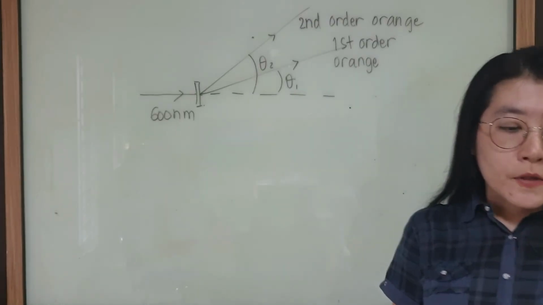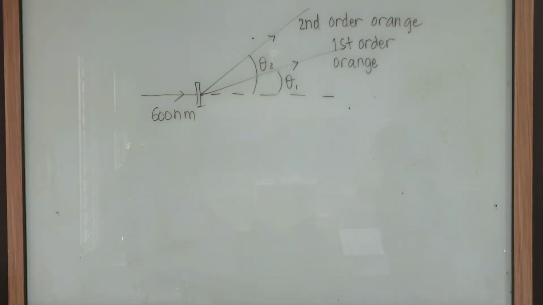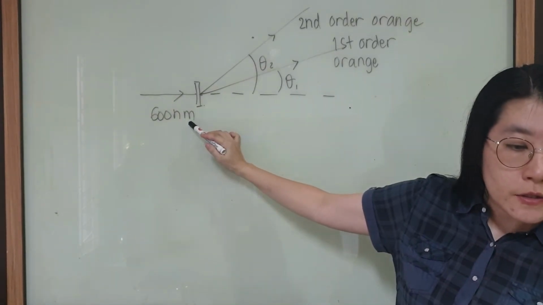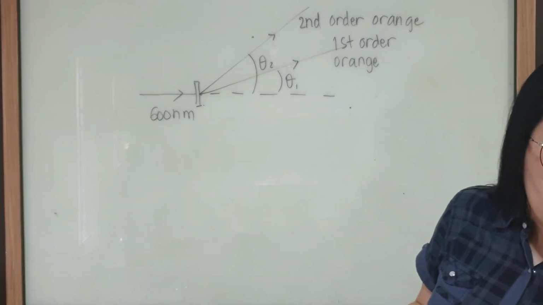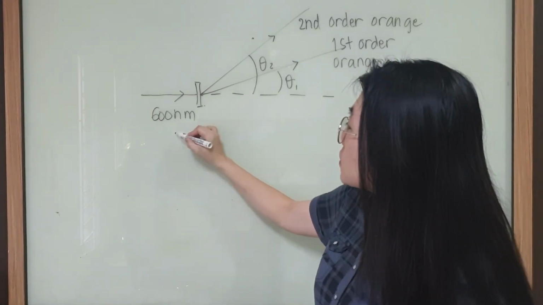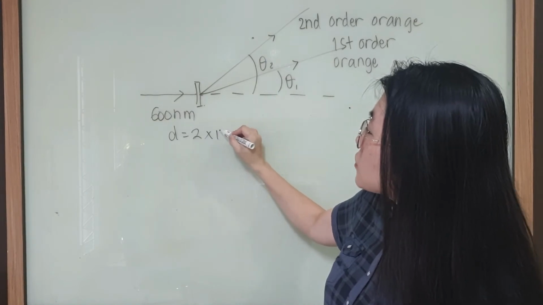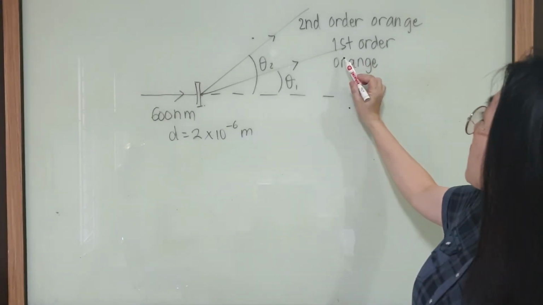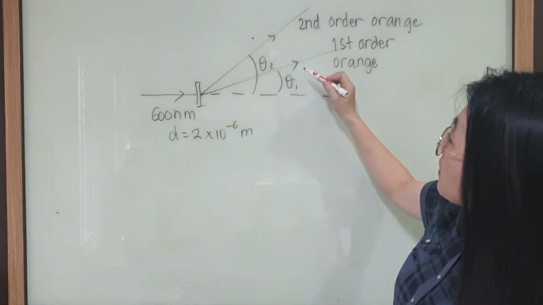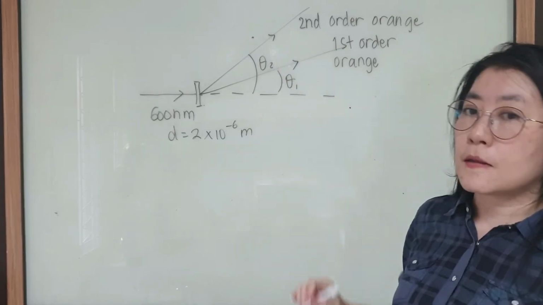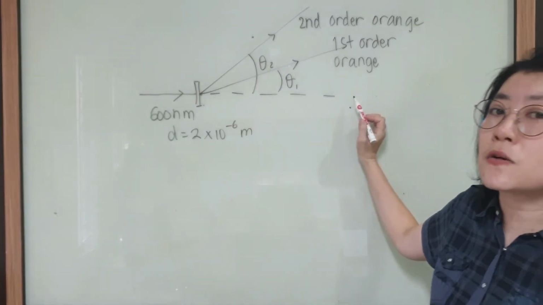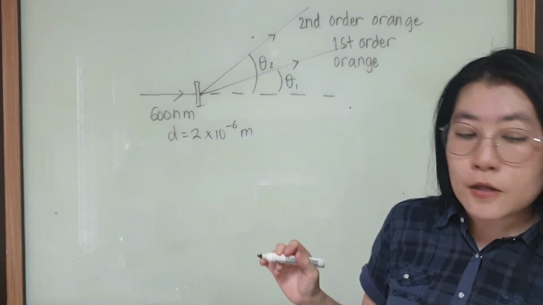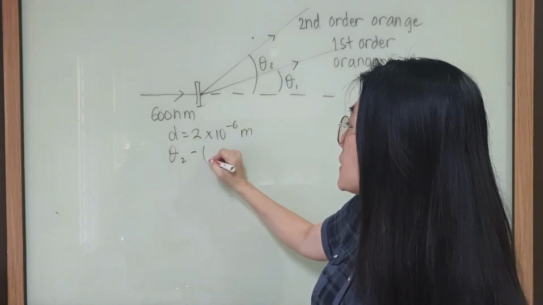For number 10, a diffraction grating experiment is set up using orange light of wavelength 600 nanometers. The grating has a slit separation of 2 micrometers, so D will be 2 times 10 to the minus 6 meters. And here we have the first order orange and the second order orange that are forming angles theta 1 and theta 2 to the central bright fringe or the 0th order. Now we want to find the angular separation, theta 2 minus theta 1.